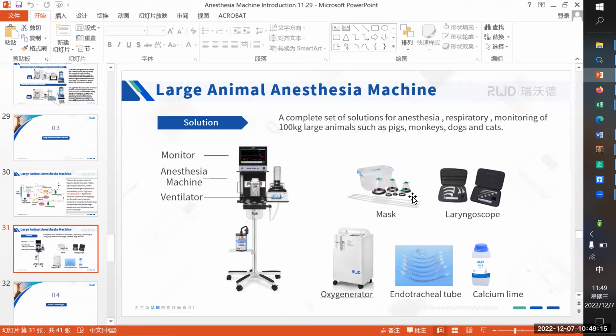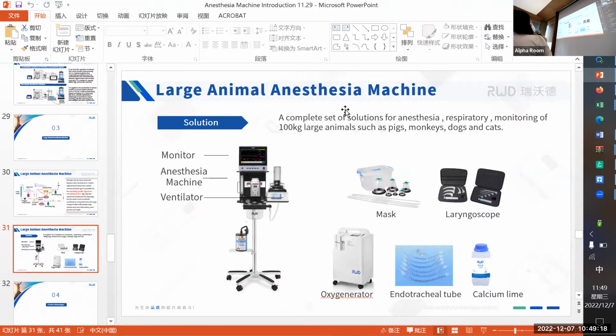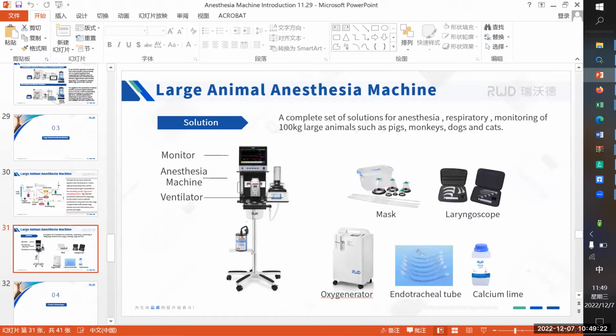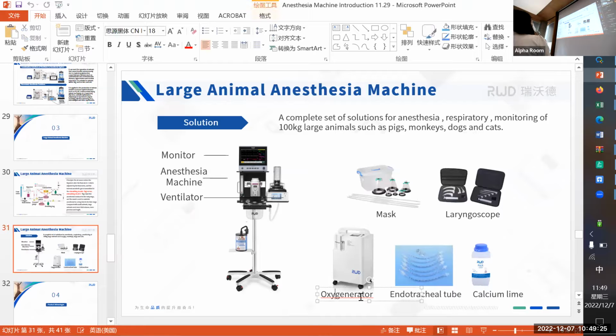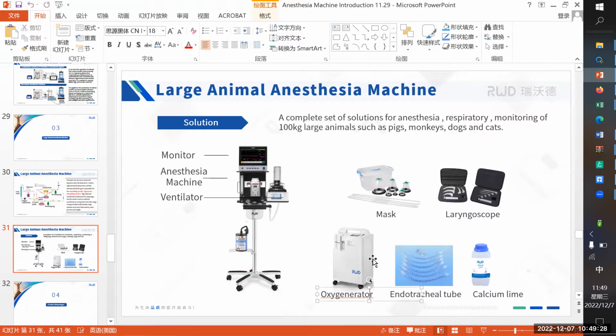The oxygen generator provides oxygen for the large animal. If you have an oxygen bottle, you don't need to buy this one. But this one is safer than an oxygen bottle, because oxygen bottles usually have high pressure, so some laboratory teachers don't want to put the bottle in their laboratory. This provides the oxygen, because some large animals demand oxygen, not air.